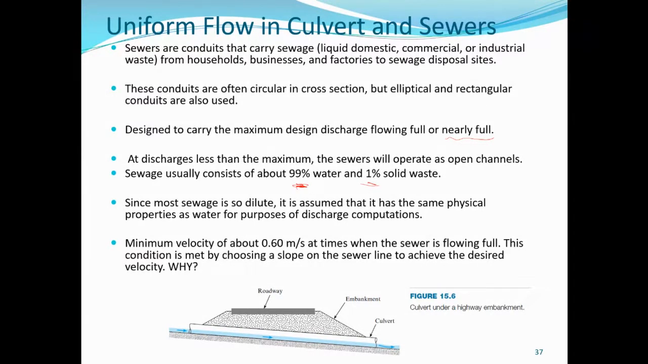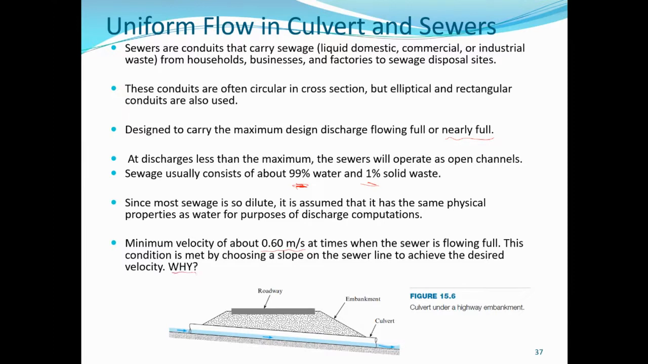So our assumption of using the properties of water for purposes of discharge computations is justifiable in this case. And the minimum velocity is about 0.6 at times when the sewer is flowing full, okay? So we establish a uniform minimum velocity of 0.6. And this condition is met by choosing a slope on the sewer line to achieve the desired velocity.